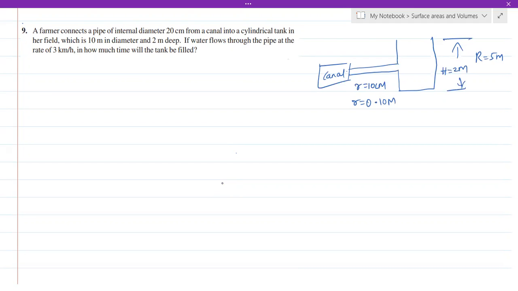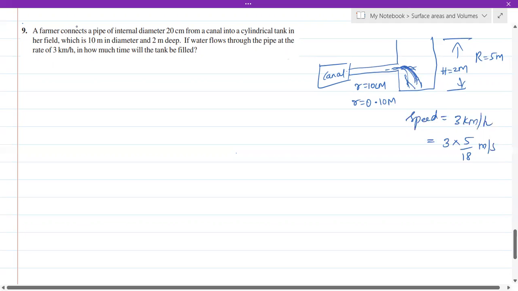Now the question is, the water from the pipe is flowing towards the tank. Now what we have to do is find the time that is taken to fill this tank. It is also given that the speed at which the water is coming out of the pipe is 3 km per hour. Let's convert it into meter per second because all other SI units are in meter. So 3 into 5 by 18. That's how we convert. We just multiply by 5 by 18 to convert it into meter per second.